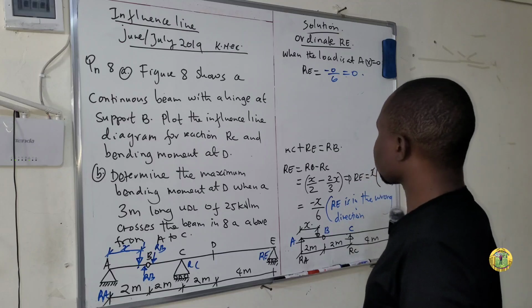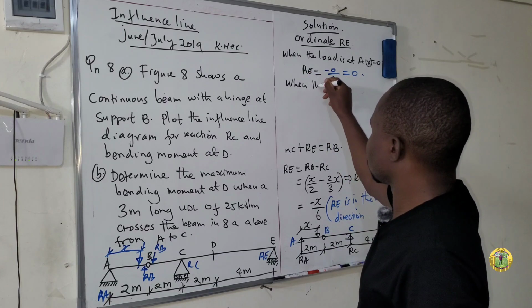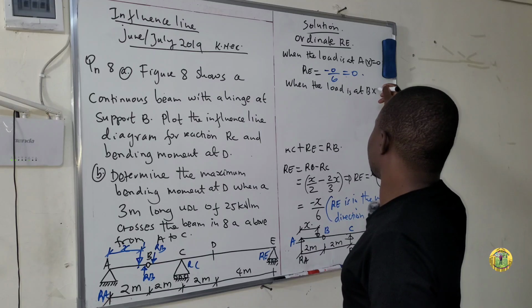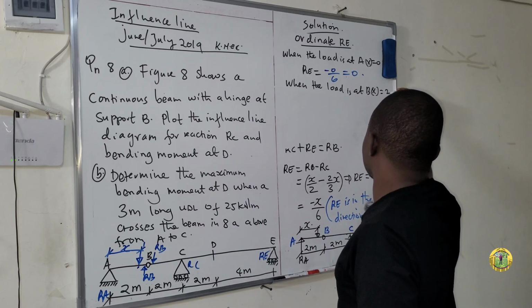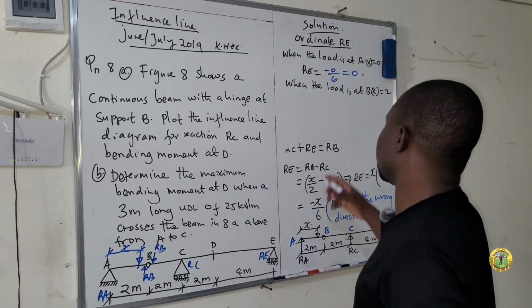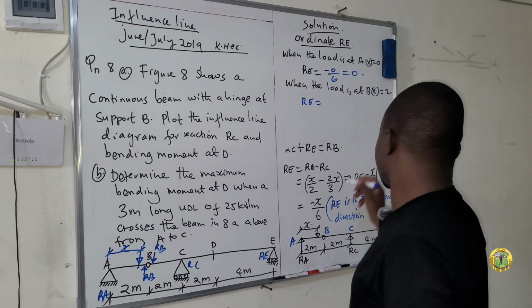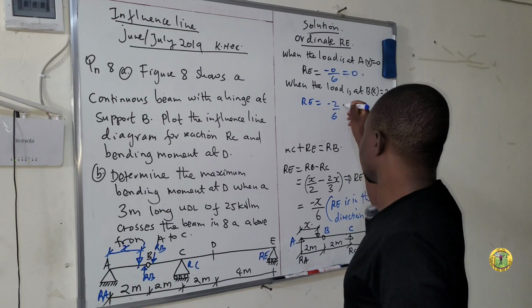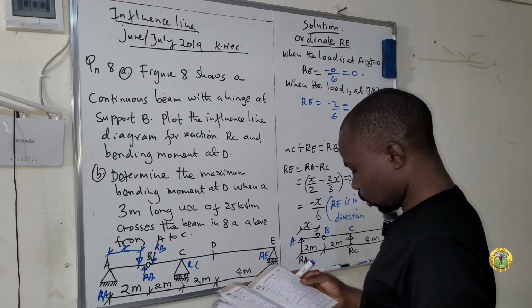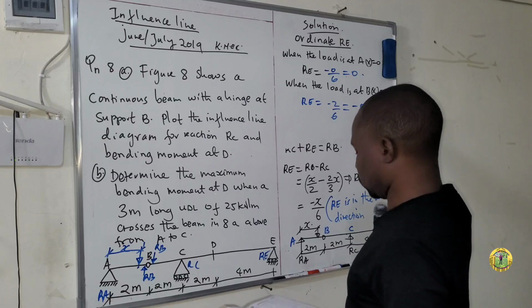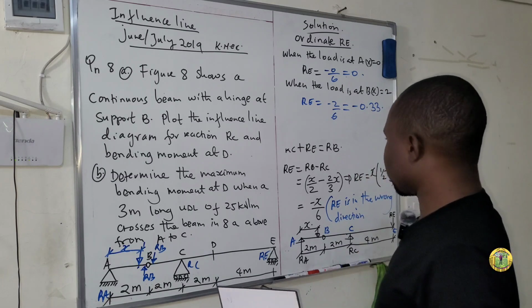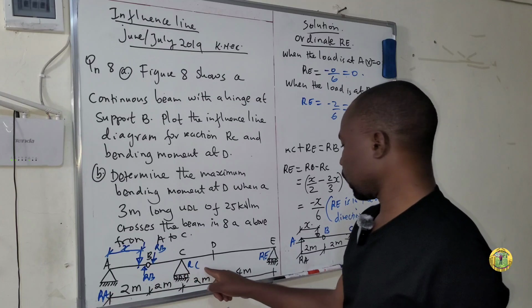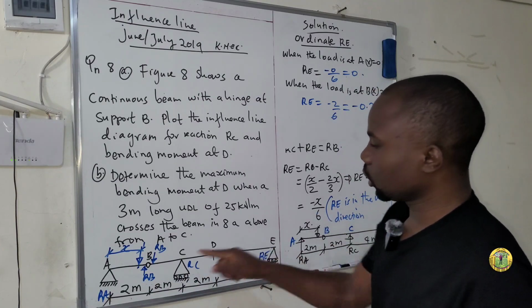When the load is at B, X is equal to 2. So RE is equal to minus 2 all over 6, which is equal to negative 0.33. So we are done. As I said earlier, we are done with RA, RB, RC, and RE when the load is in between A and B.